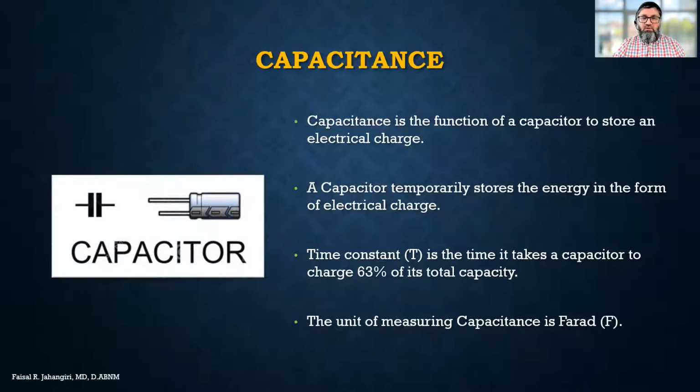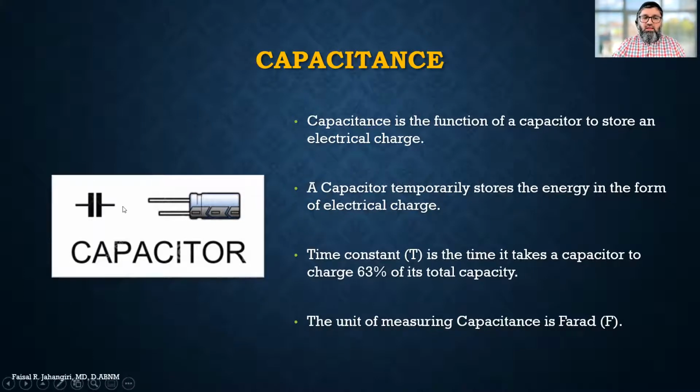Any capacitor, when it stores energy, stores it in the form of electrical charge. The time it takes a capacitor to charge to 63% of its capacity is known as the time constant, and the symbol used is tau. You can have a smaller capacitor or a larger capacitor, but depending on the capacitor, the time it takes to charge to 63% of its capacity is known as the time constant. The unit of capacitance is the farad, or F, and the symbol is tau.